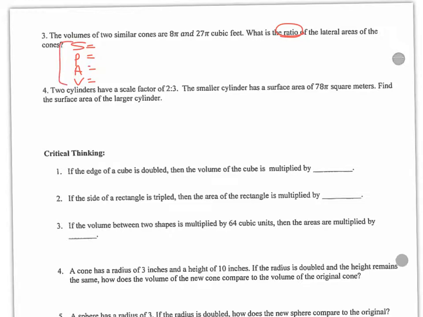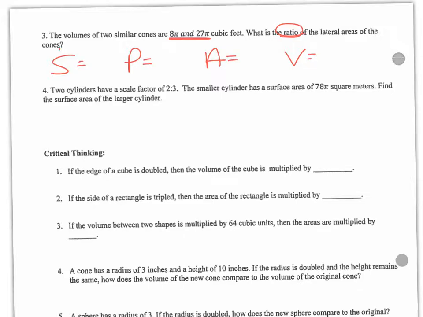So it says the volumes of my two similar cones are 8 pi and 27 pi. So in SPOV, what does 8 pi and 27 pi relate to? Well, since it's volume, it's relating to volume. So I'm going to erase this, just some more room, and I'm going to put SPOV like this.